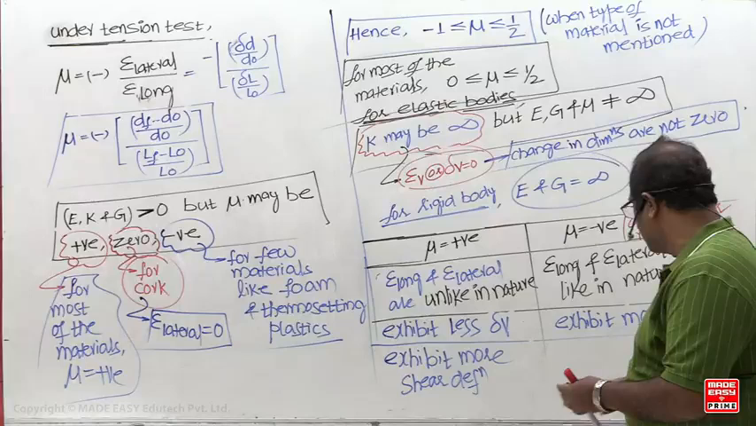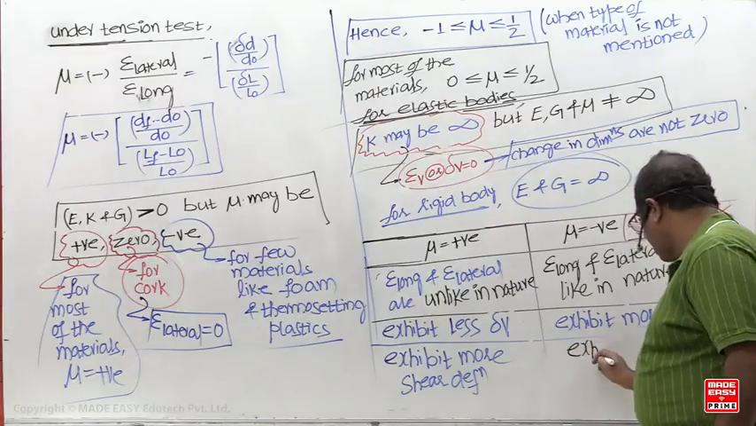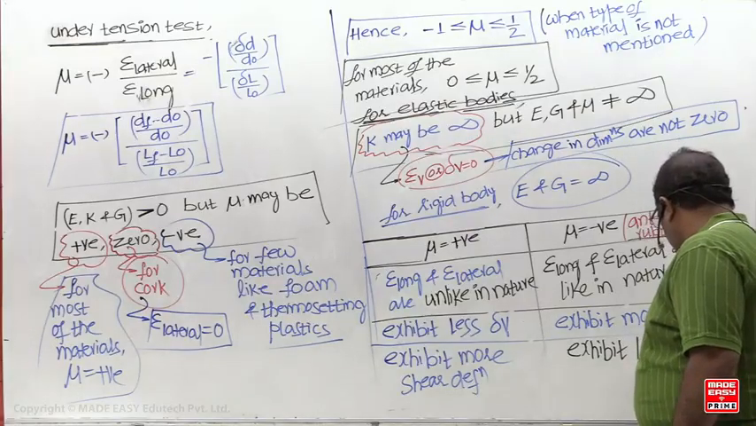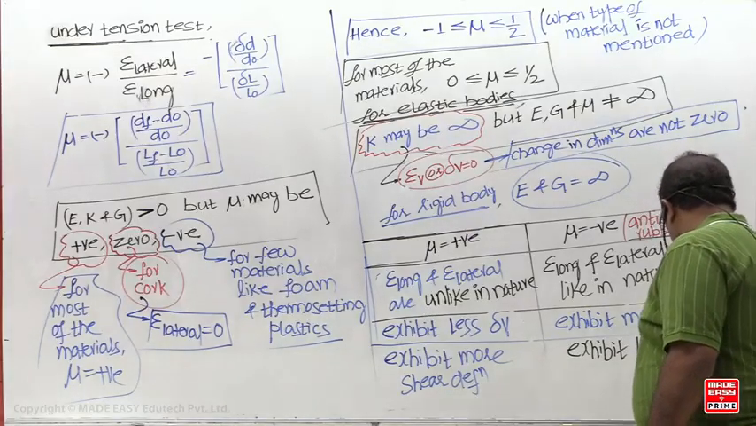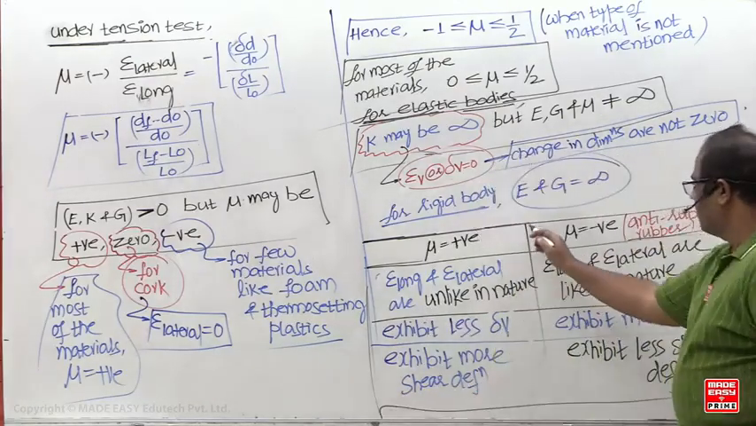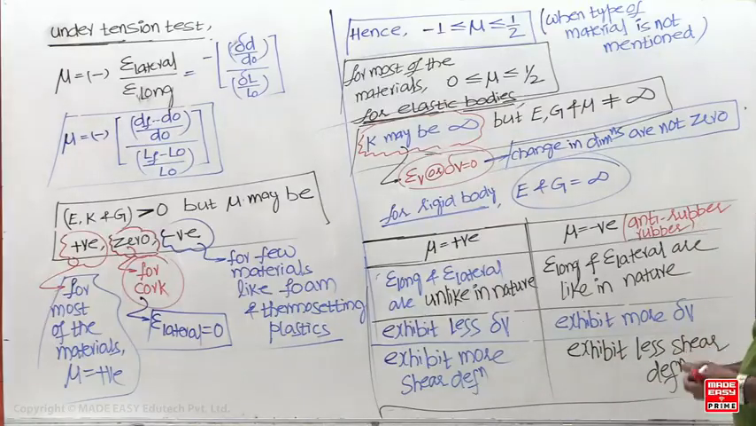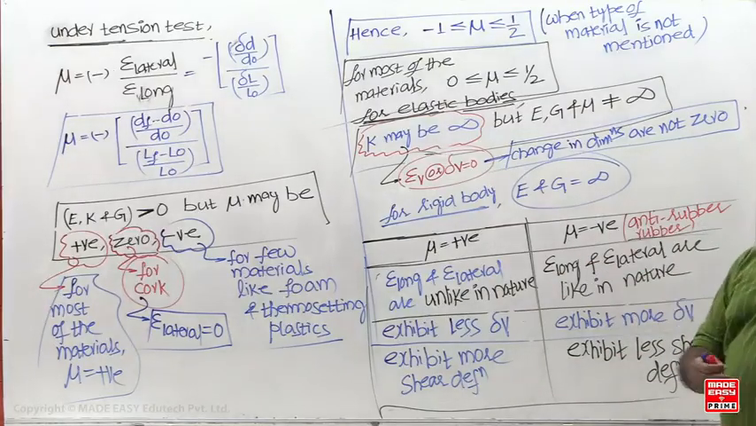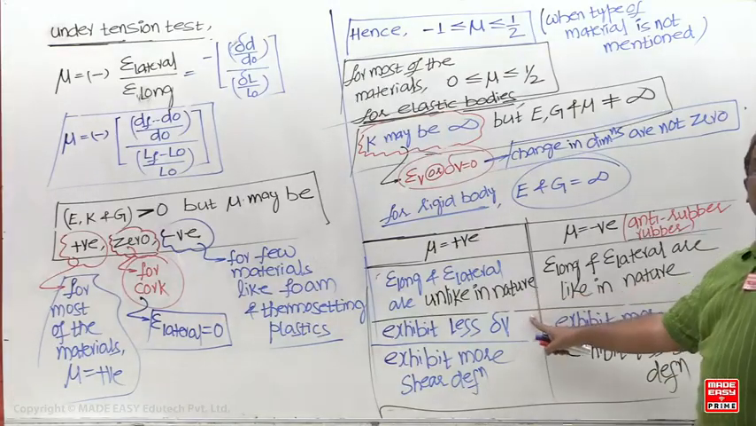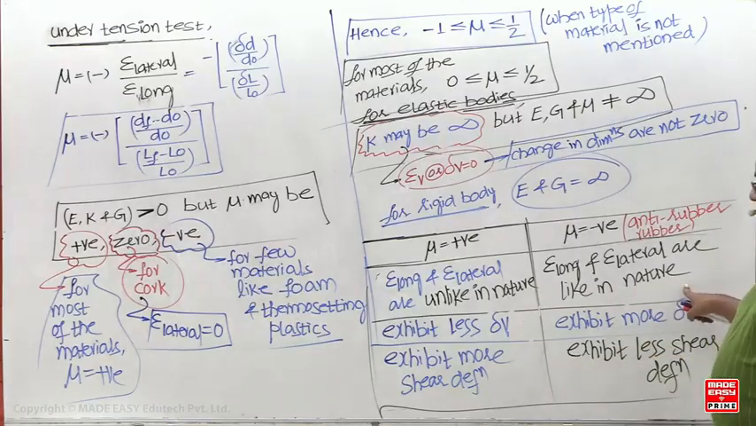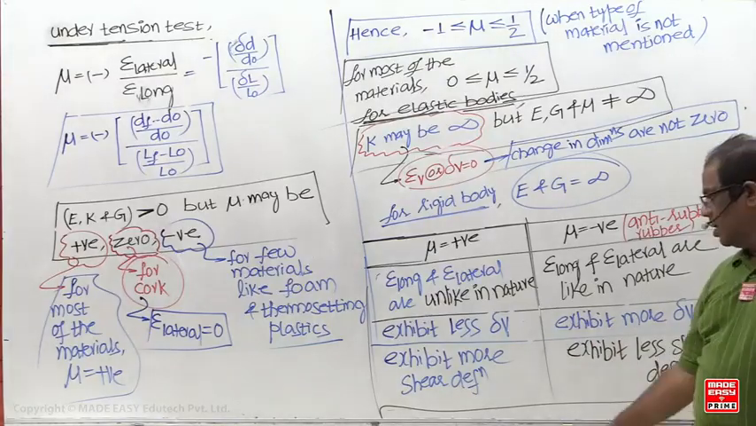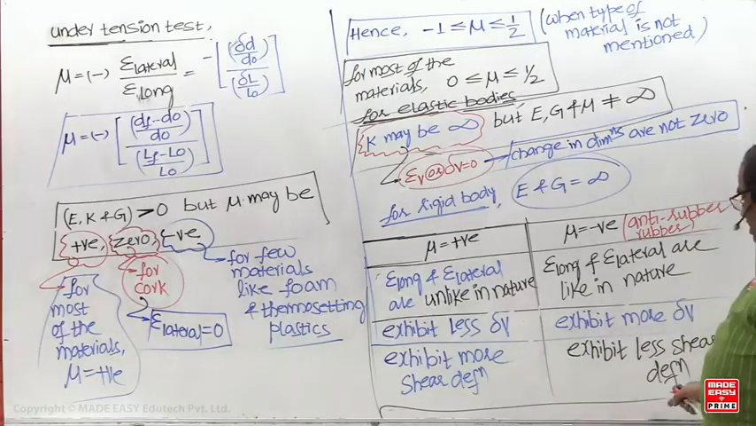Exhibit more shear deformation. This is only for the interview point of view: what is the difference between when mu is positive and mu is negative. When mu is positive, longitudinal strain and lateral strains are unlike in nature. When mu is negative, they are like in nature. They will exhibit less change in volume, or more change in volume, and they will exhibit more shear deformation, or less shear deformation.